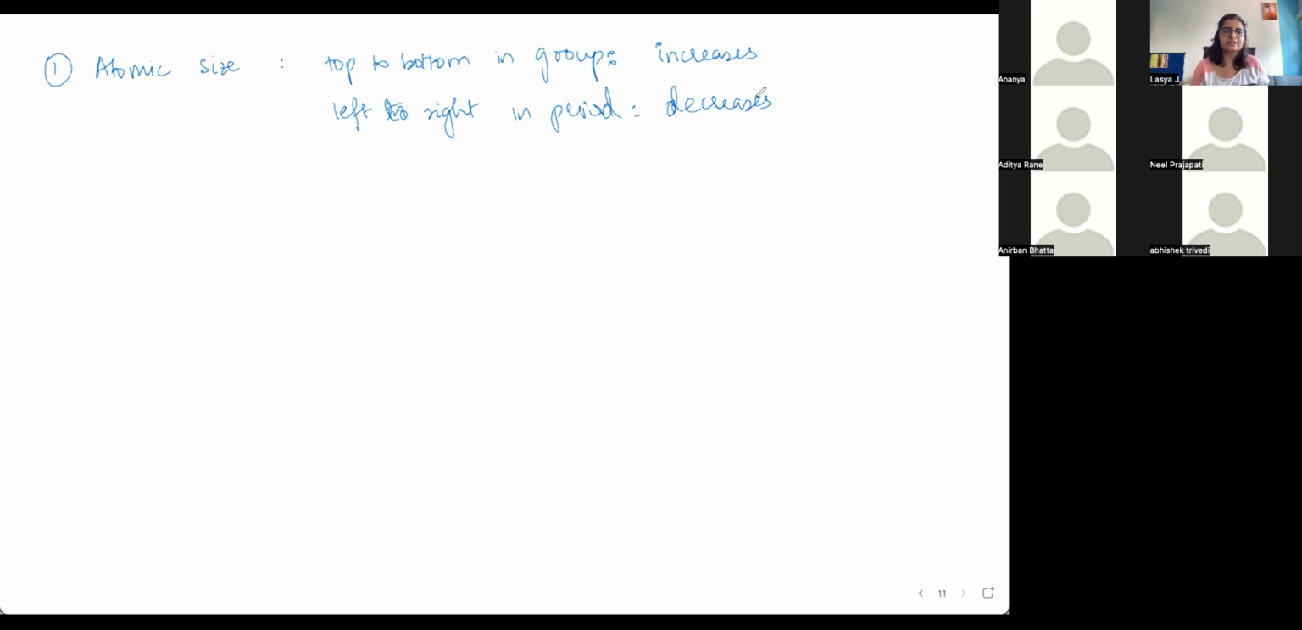Why does it increase in a group? Why does it decrease in a period? Anirban? Because they're vertically arranged in a group and horizontal in a period. No. Vertically or horizontally? First, let's focus on a group. So when you go top to bottom in a group, atomic size increases. Why is that happening?